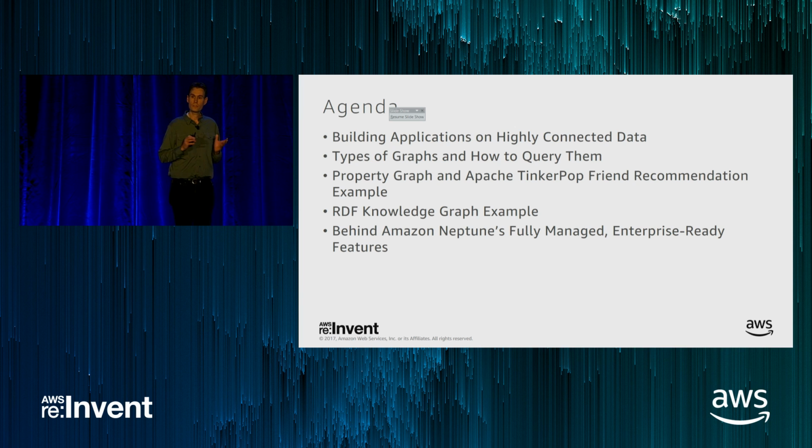And then go into an overview about the different types of graphs. Give you an example about using Apache TinkerPop, which is an open source framework, for a recommendation engine example. I'll give you an example about using an RDF knowledge graph. And then I'm going to bring my colleague up, Bruce McGaughey, to talk about some of Neptune's fully managed enterprise-ready features in the platform. So let's go ahead and get right in.